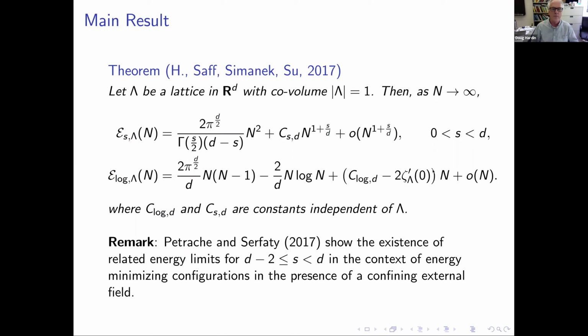Another way that Petracchi and Sarfati approach some of these problems is through PDEs. But in the periodic case, in any case, they only go down to d-2. Yep. Yeah. Thanks.